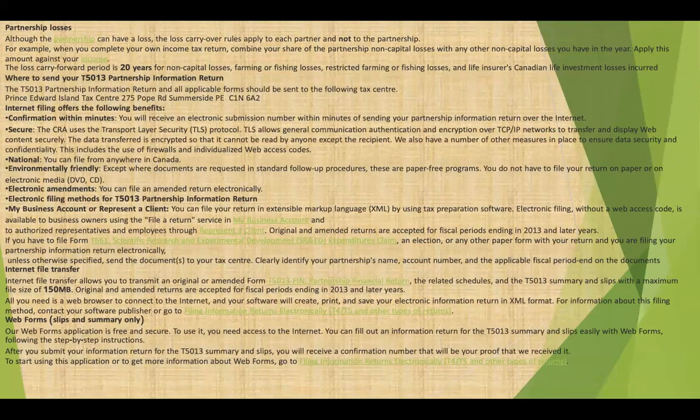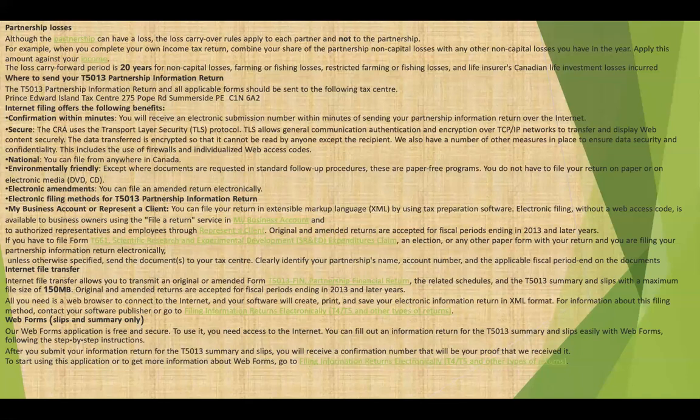So what are the partnership losses? Although a partnership can have a loss, the loss carryover rules apply to each partner and not to the partnership. For example, when you complete your own income tax return, you combine the share of the partnership non-capital losses with any other non-capital losses you have in the year, and you apply this against your income.